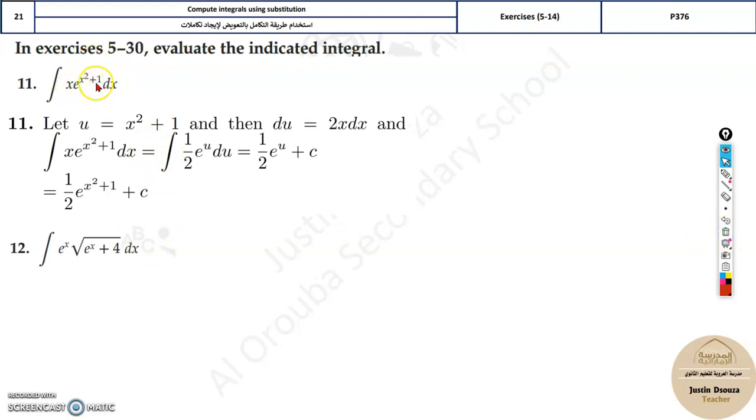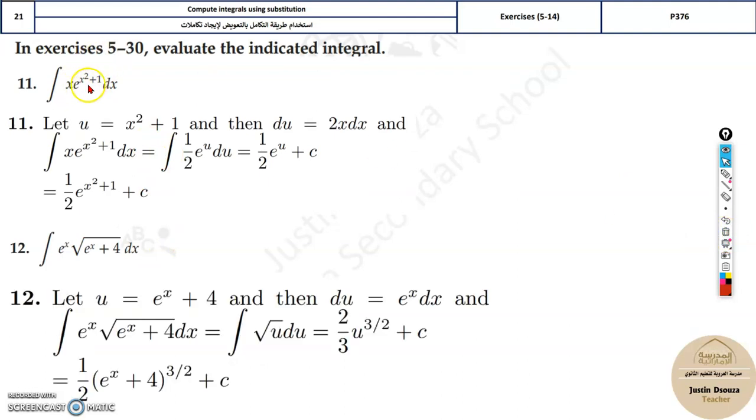Now, we have done a similar problem, e to the power. Whatever is there in the power, we take it as u, only for the e thing. Now, in this case, don't take x as u. If you take x, you can't solve it. Because there is a square root, you need to take whatever is inside the square root. This entire term is taken as u, and then you can simplify and solve it.